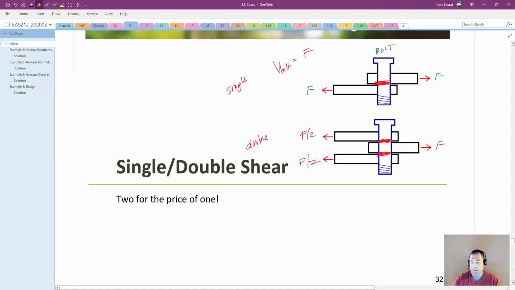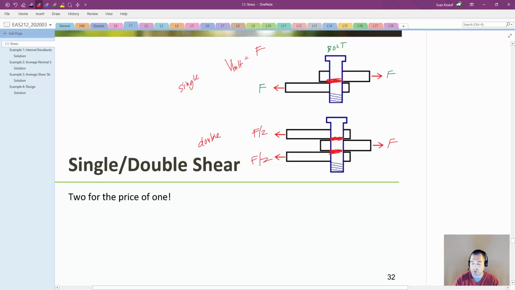And so even though the shear area is the same, there are now two of them, and they're basically just taking half of the force to the top, half the force to the bottom. So the shear force that we have to look at in the bolt is going to be equal to F over 2. So single versus double shear. Double shear is great. It's a much more efficient way of using bolts.